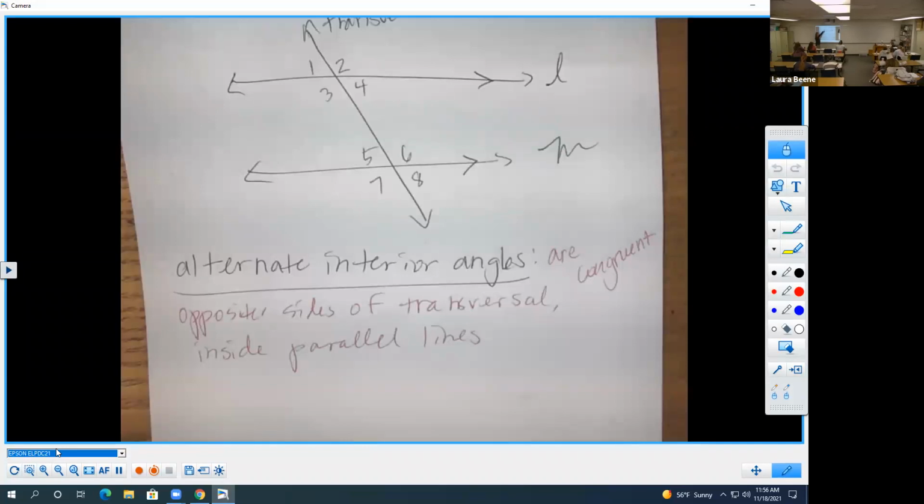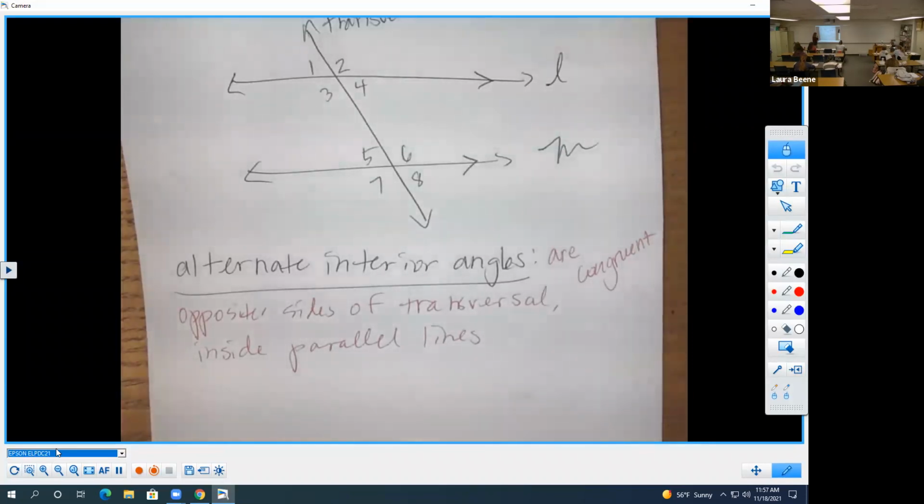What's that one gonna be? How do you know it's 105? Okay, these two are alternate interior angles, so this one is congruent to this one. Makes it 105, or you could also do the linear pair again. Okay, does that make sense?